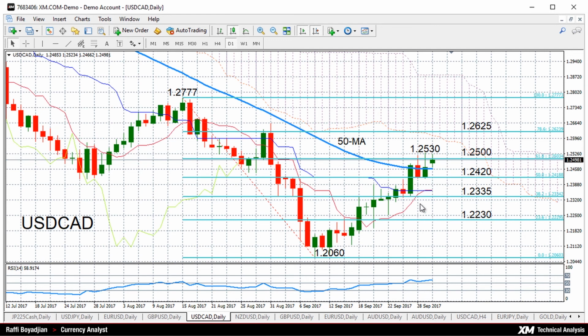Whereas to the downside, we should see support coming from the 50% Fibonacci level at around 1.2420, followed by the 38.2% Fibonacci at 1.2335. That's it from me.